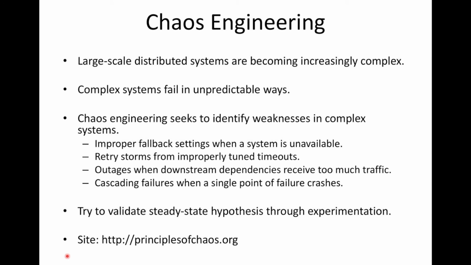So the whole idea behind chaos engineering is that today organizations are building these very large scale distributed systems, and oftentimes they're built on this concept of microservices, where instead of building one big monolithic application, we're building an application using 50 different microservices, and because we now have 50 different applications all working in unison and coordinating and collaborating with one another, it becomes very, very complex. And these sort of complex systems tend to fail in unpredictable ways.